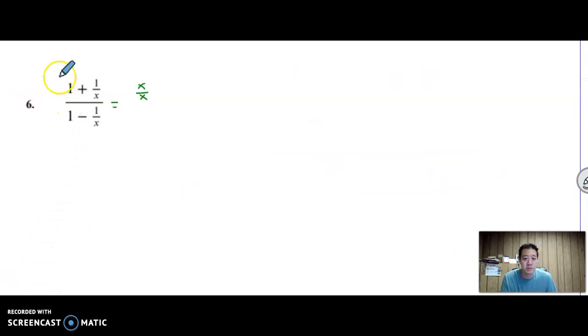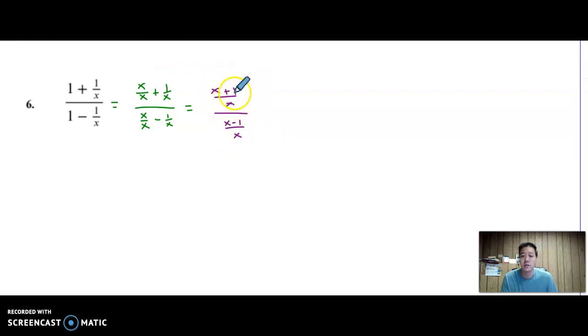Okay, so for number 6, we're almost done here. When you have 1, and the denominator on the other fraction is x, then we can rewrite 1 as x over x in order to have common denominators. So that's really x over x plus 1 over x. And we can do the same over here. This one can also be written as x over x. So the top portion, we're going to write as x plus 1 over x, and on the bottom, x minus 1 over x.